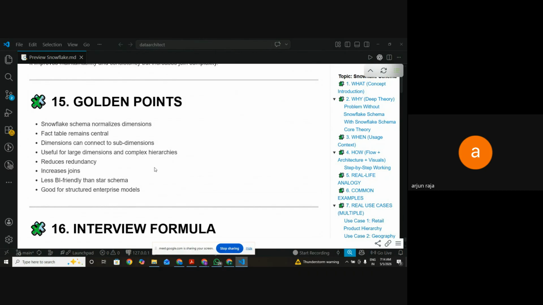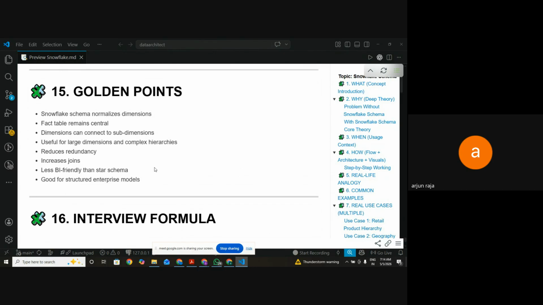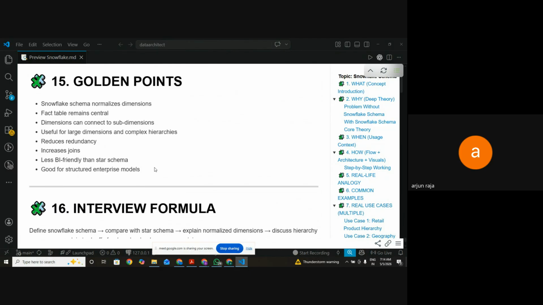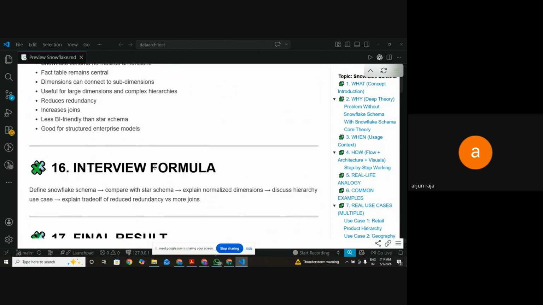Golden points: Snowflake schema normalizes dimensions. The fact table remains central, and dimensions can connect to subdimensions. Useful for large dimensions and complex hierarchies. Complex hierarchy means we should remember snowflake. Reduces redundancy, increases joins, less BI friendly than star, good for structured enterprise models.